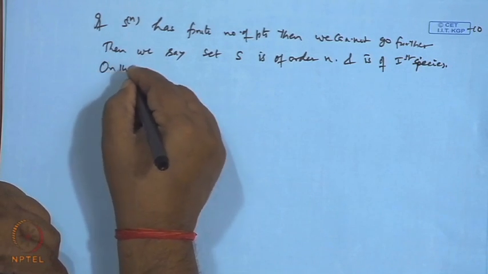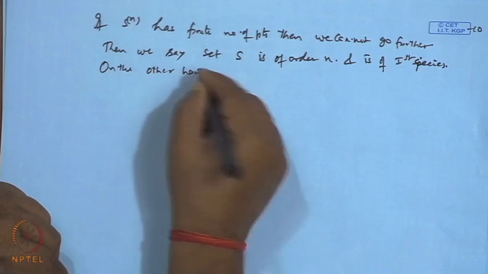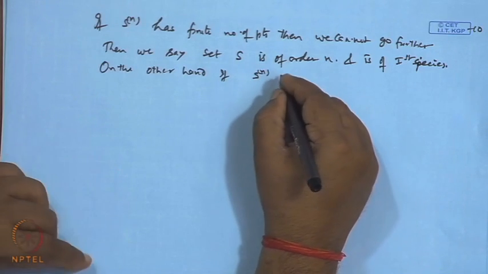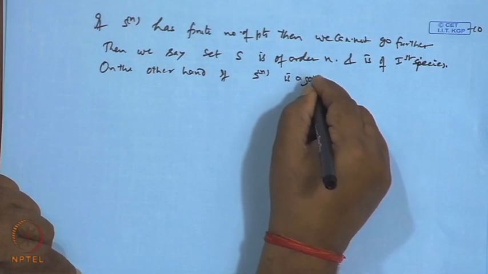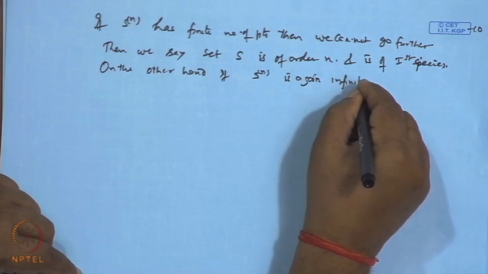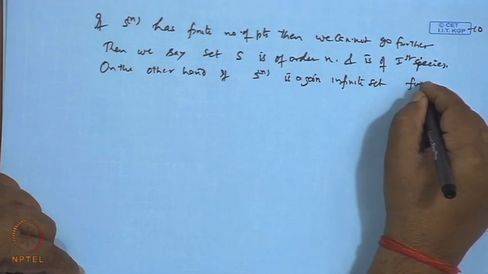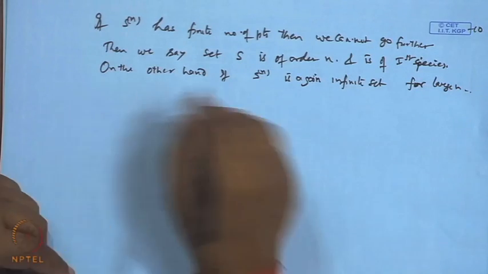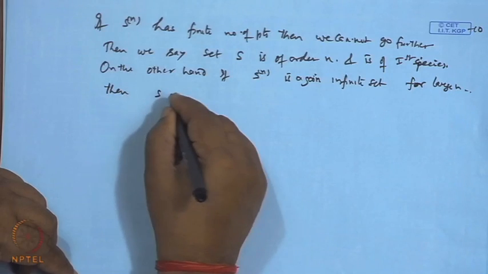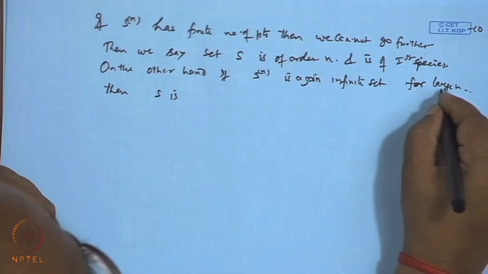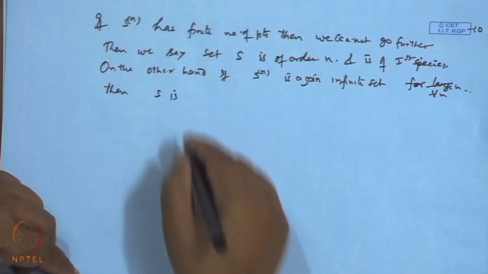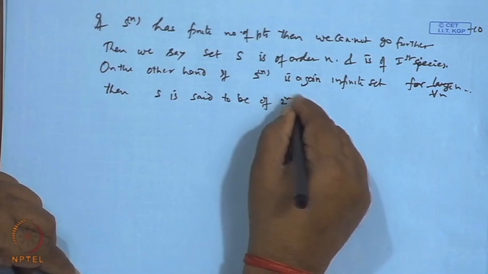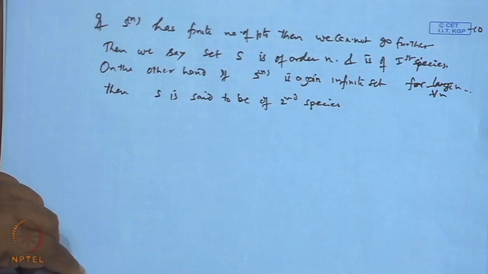On the other hand, if S n is again an infinite set for large n, large n means for every n, then S is said to be of second species. So, this is the way.